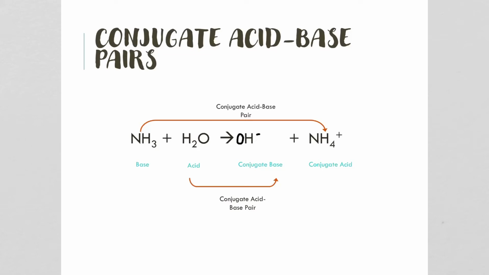So remember, the one that gains a proton or gains a hydrogen is the base and the conjugate acid, and the one that gives its proton away is the acid and its subsequent conjugate base. So the acid and the conjugate base differ in just one hydrogen ion, or a proton.